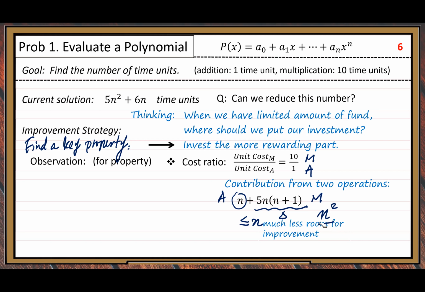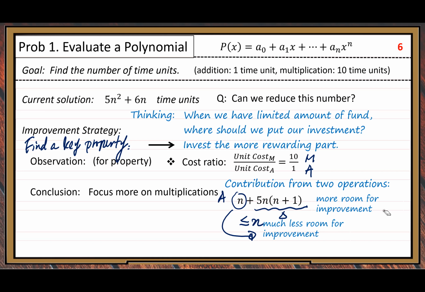For the addition part, there is much less room for improvement. The term value is so small that it can be translated into much less room for improvement. For the multiplication, there is more room for improvement. That's our conclusion: we focus more on multiplications, not addition. So our strategy is to reduce the number of multiplications. Next, we will work with this strategy.